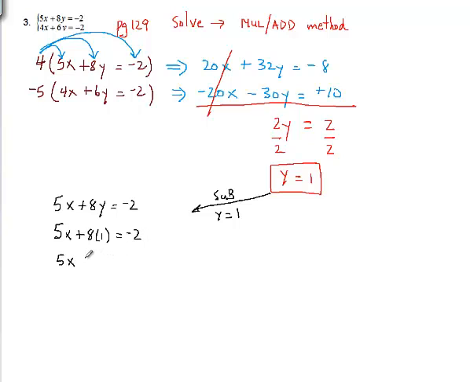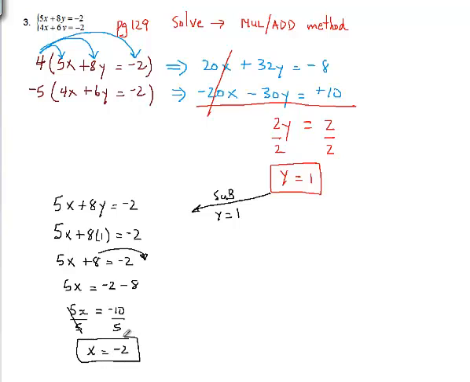So 5x plus 8. Now bring the 8 to the other side and solve like you would any equation of this type. Minus 2 minus 8, so 5x equals negative 10. Isolating x by dividing by 5 gives us x equals negative 2. Therefore, I have a solution of negative 2, 1, always x first, then y.